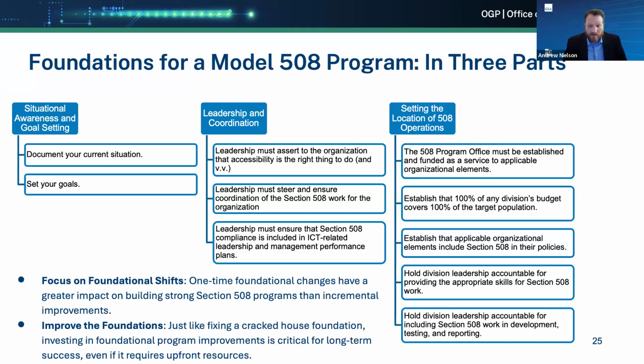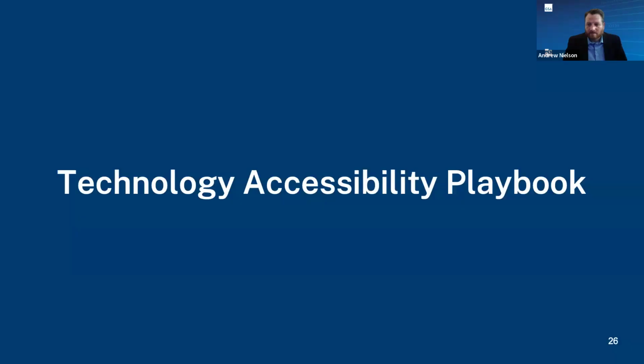Two things that we can do is focus on the foundational shifts, because they tend to have greater impact, of course. So some of these: focusing on leadership coordination, focusing on goal setting, and focusing on ensuring that I have accountability where it matters most. That really helps change the culture. And focusing on those foundational improvements is just critical for long-term success.